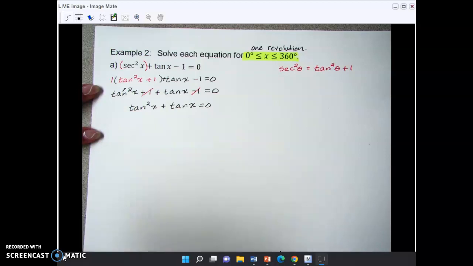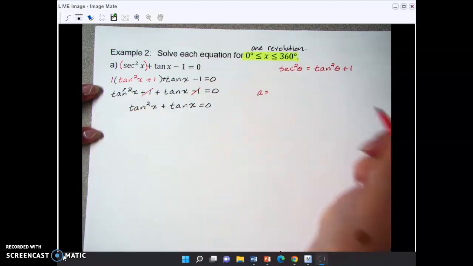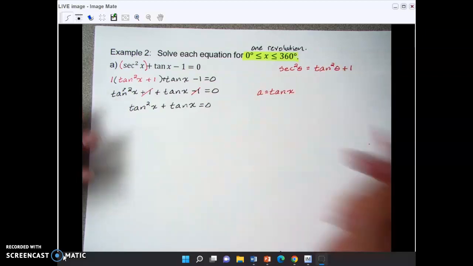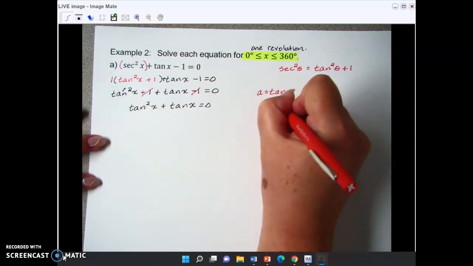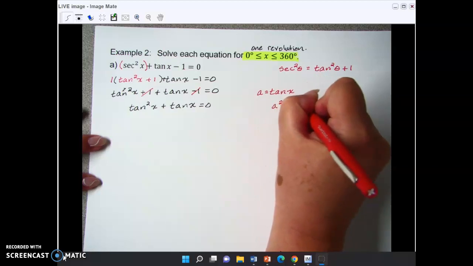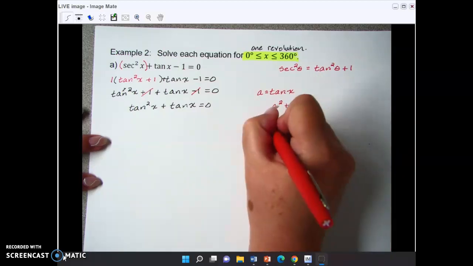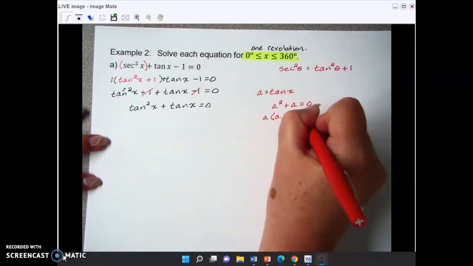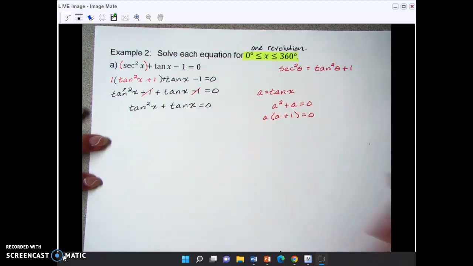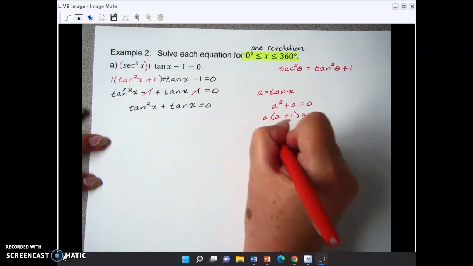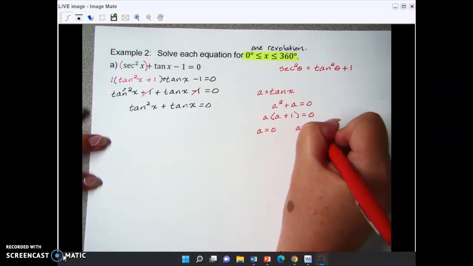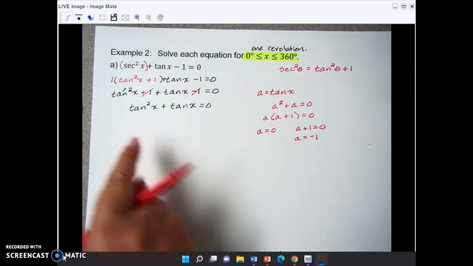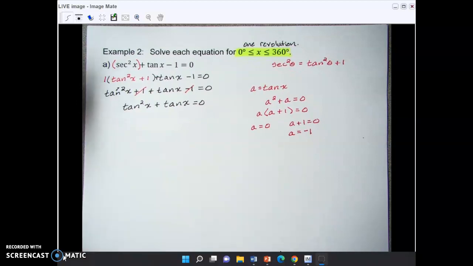So I'm going to let a equal tangent of x. So that means over here we're going to say a squared plus a is equal to 0, which means I can factor out an a, and that leaves me with an a plus 1. So ultimately, a is either equal to 0 or a plus 1 is equal to 0, making a equal to negative 1. So that's how we're going to go about solving this one over here.